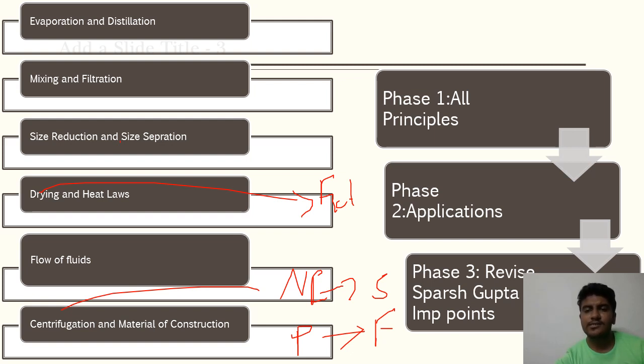How will you study this? There are three phases. In the first phase, you will study the principles of all the unit operations. In the second phase, you will study the applications of all the three. And in the last phase, you will go to the book.